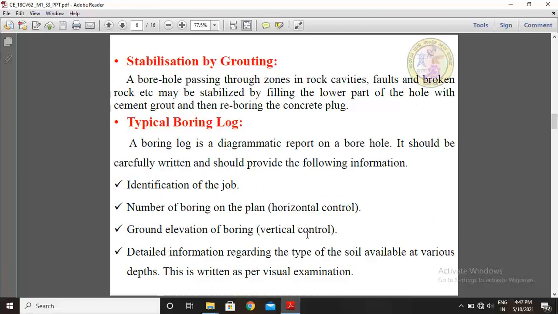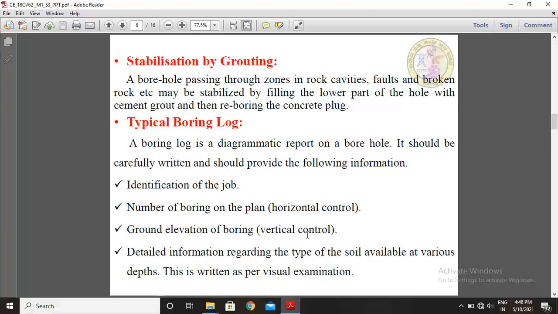Stabilization by grouting. How is stabilization by grouting done? A borehole passing through zones in rocks, cavities, faults, and broken rock, etc. may be stabilized by filling the lower part of the hole with cement grout and then reboring the concrete plug. So this is the concept of stabilization by grouting.